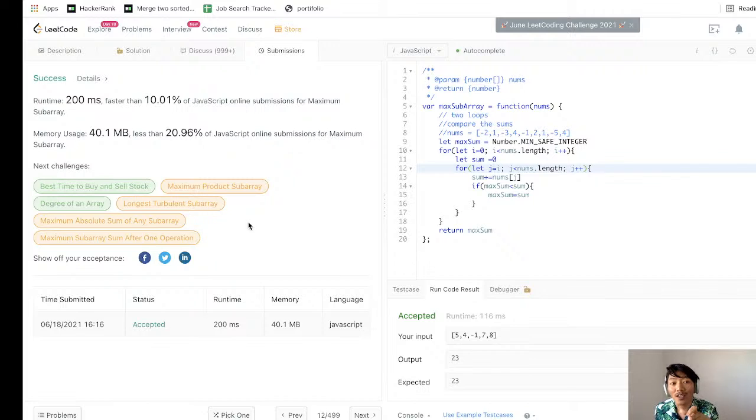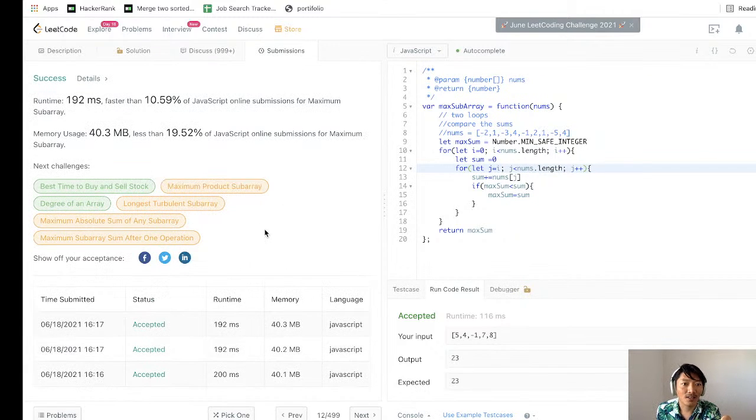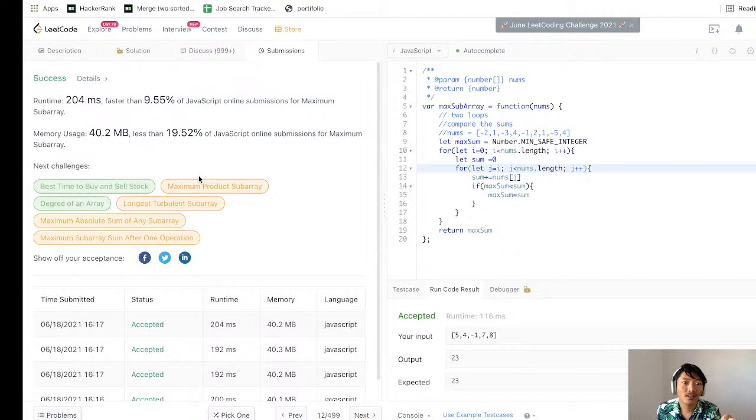Oh, by the way, this is really misleading metrics. Let me check. Now it is 10.1, right? If I submit again, 10.59. And if I submit again, 10.59, right? And if I submit again, 9.55. So it really depends on my machine.